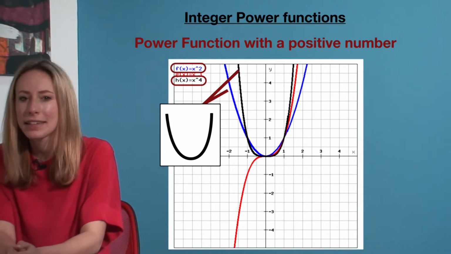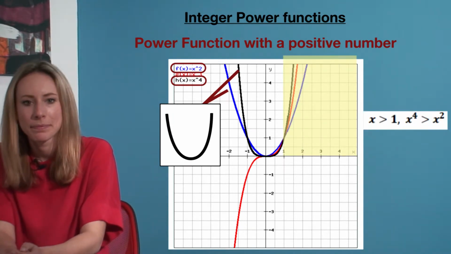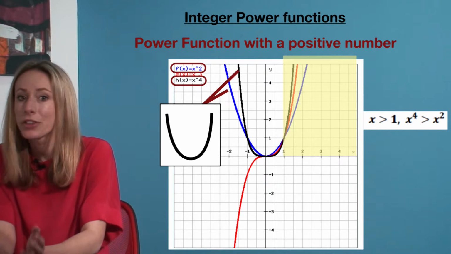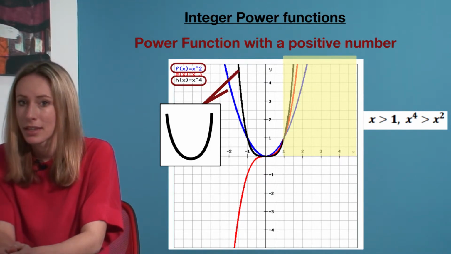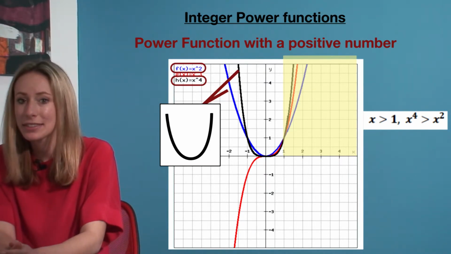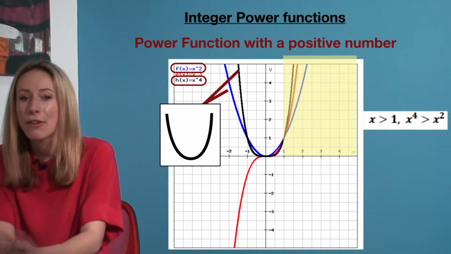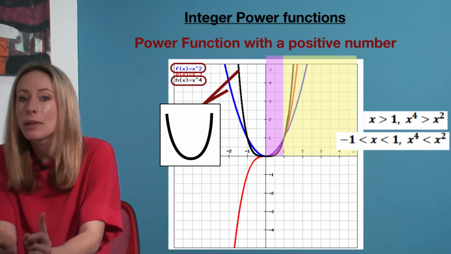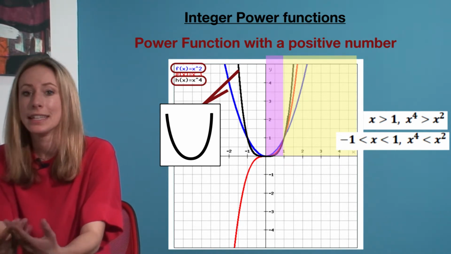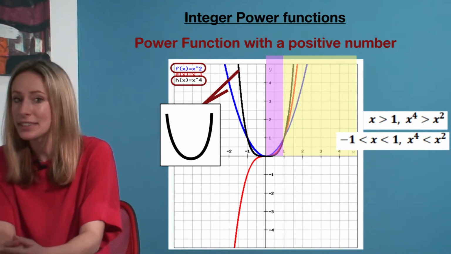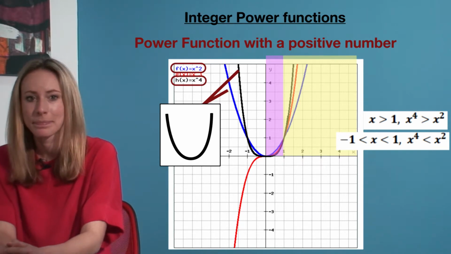Let's look at graphs where x is to the power of an even number. As n increases, the graph appears steeper. Therefore, as n increases, the value of y on the graph goes up. However, this is not true when x is between 1 and -1. In this area, as n increases, y decreases.